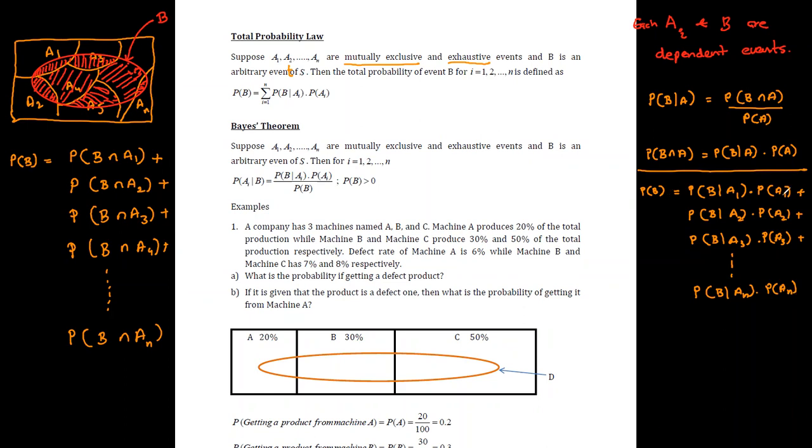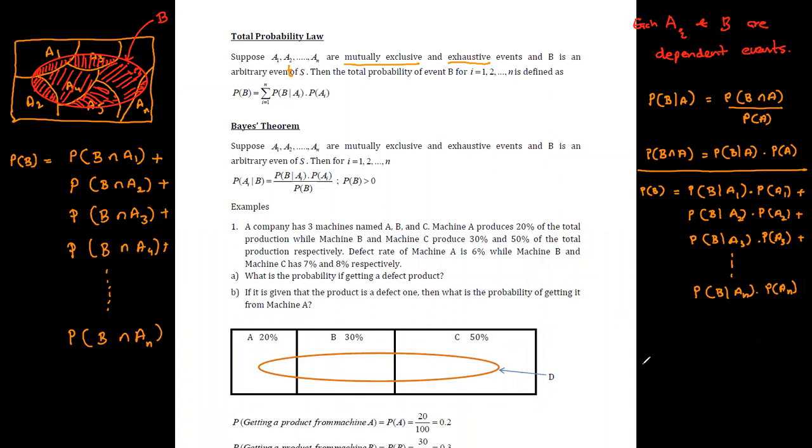Therefore, we can see a similar pattern: probability of B given the ith event of A times probability of the ith event of A, and we take the summation of those events from 1 to n.